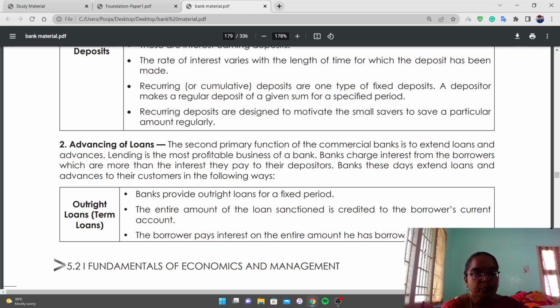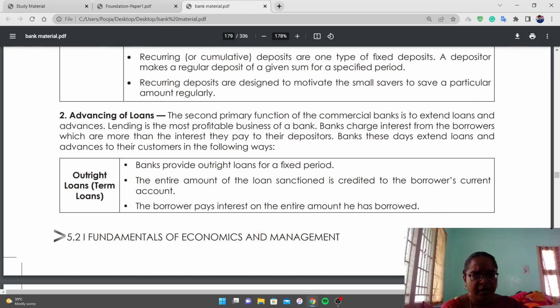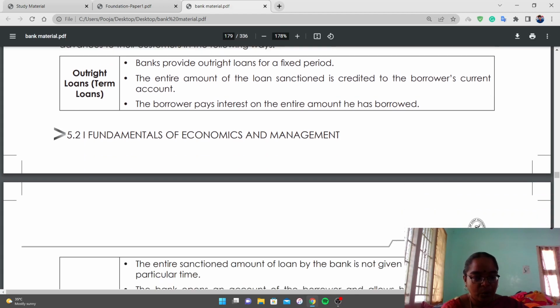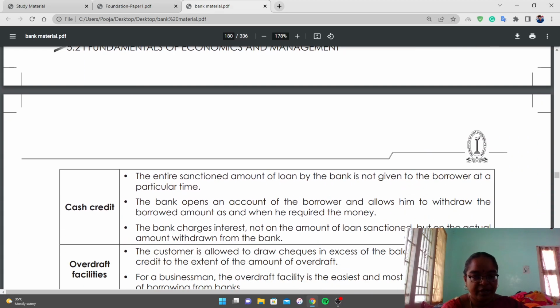So yes, the banks provide loans to the needy people. There is a variety of loans: home loan, business loan, tractor loan, education loan, profession loan. So these are the loan types. They are offered to the needy people or borrowers. Cash credit. The bank opens an account of the borrower and allows him to withdraw the borrowed amount as and when he requires the money. This is known as cash credit.